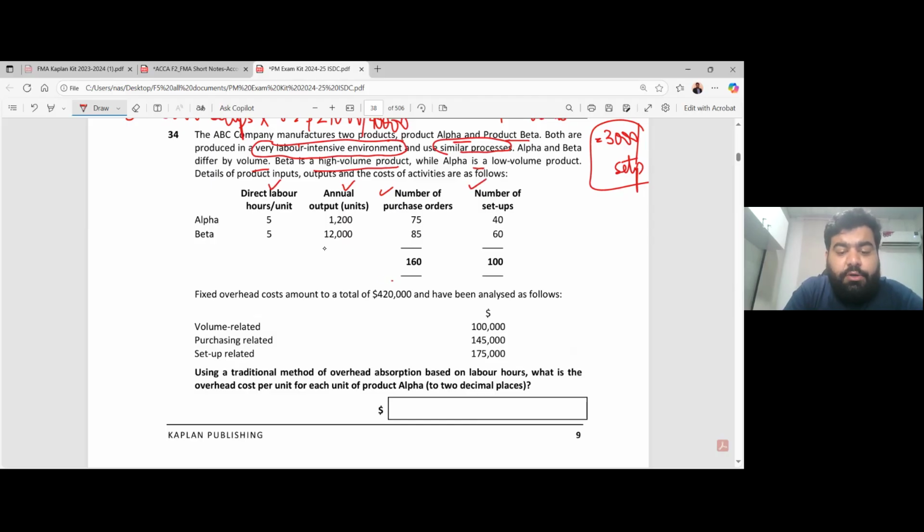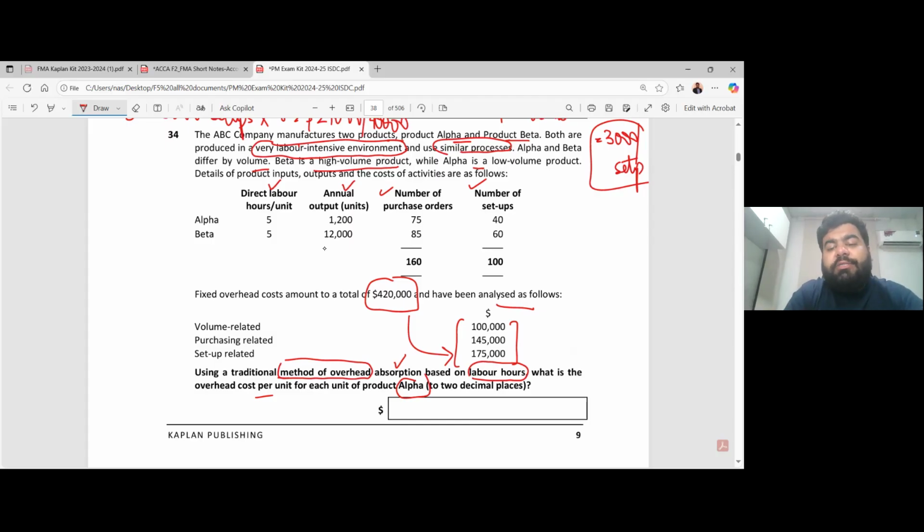Fixed overhead total amounting to 420,000 has been analyzed as follows. Obviously they have given you the breakdown of the overheads into three types. Now what he's saying, using the traditional method of overheads, traditional meaning the old absorption method, based on the labor hours. They have already told you that we have to use the labor hours. What is the overhead cost per unit for each unit of alpha? We have to calculate the production overhead per unit.